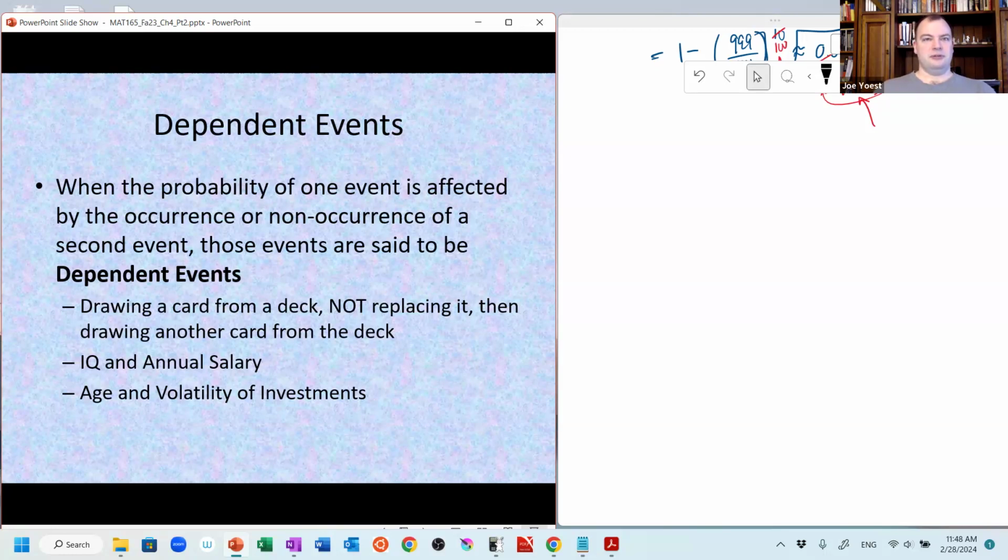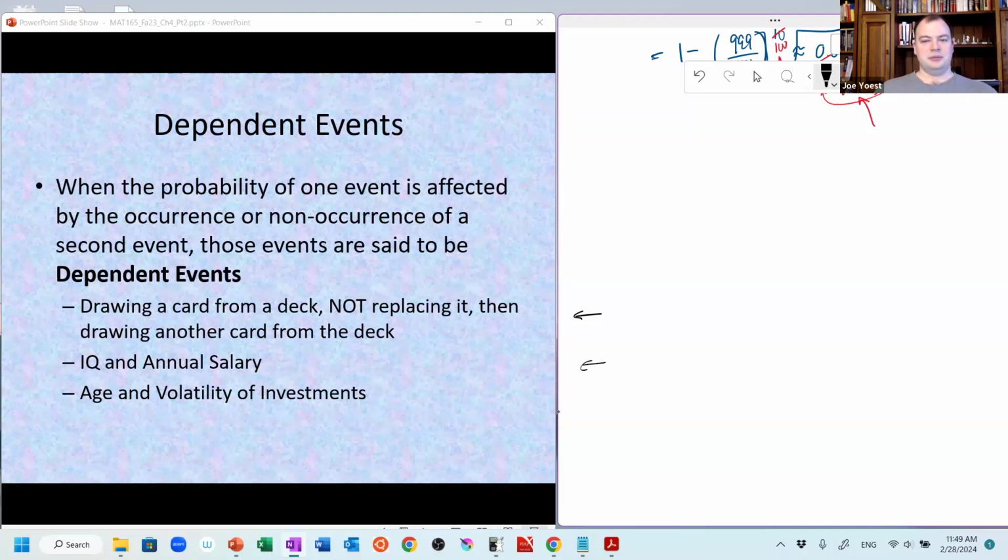So if I draw and don't replace the card, that creates a dependency between the first and second draw. What happens on the second draw is dependent in part on what happened on the first draw.